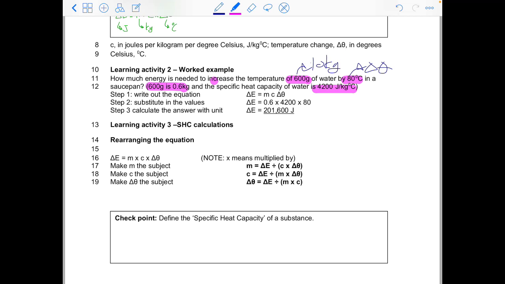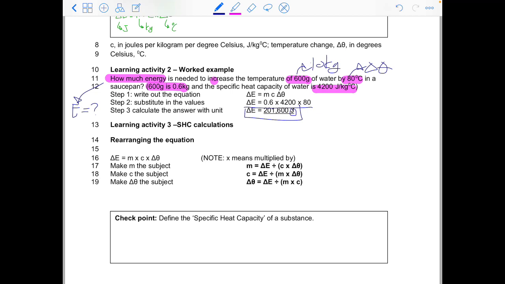So our first step, we've done that. We've looked to see what we have. And then we look to see what we need, how much energy. So our energy is what we're looking for. Next, we write out the equation. Our change in energy equals mass times specific heat capacity times change in temperature. We plug in the numbers, and then we write it down with the unit. Remember, no unit, no mark.